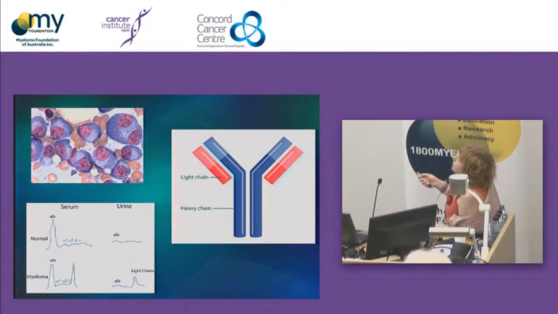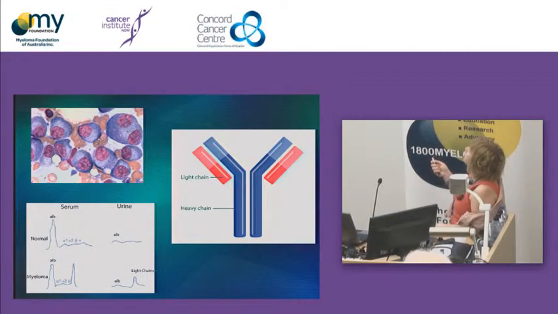As I mentioned before, the characteristic of both diseases is that the cells, because they are neoplastic cancerous cells, all produce the same type of protein. And the proteins are immunoglobulins, characterized by a heavy chain and a light chain. So the way to detect the presence of this protein is to look either in the blood or in the urine.